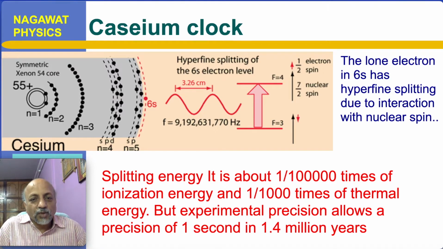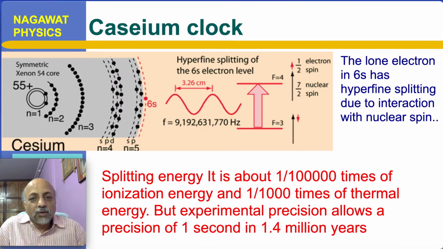So you know energy equals h nu, the formula which was given by Planck, and on that basis we can convert it into nu, the frequency. The splitting of energy is very small. In fact, it is too small in comparison to even the ionization energy of cesium. And the ionization energy of cesium is, you can say, 1 lakh times more than the splitting energy.